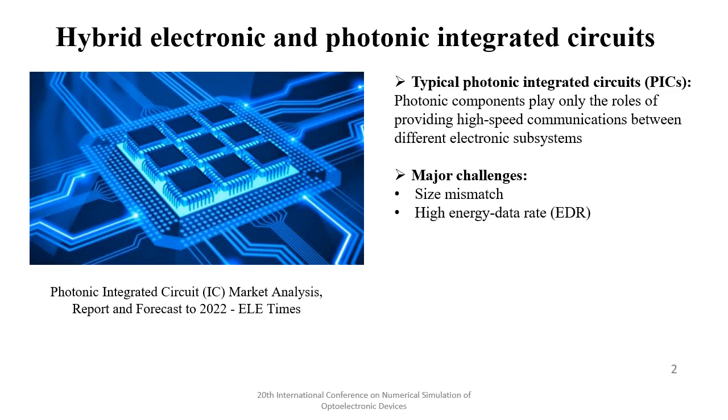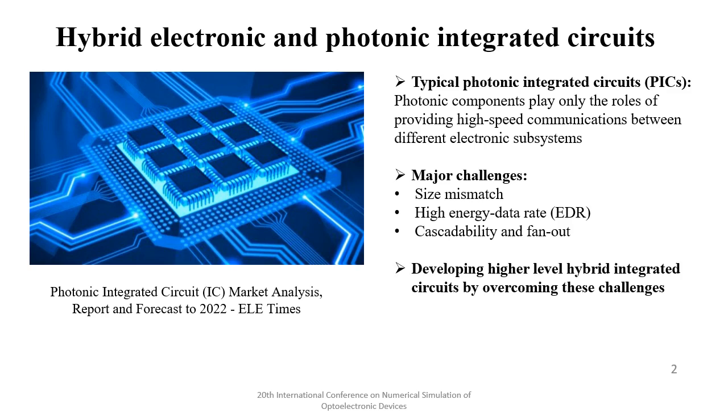High energy data rate, cascadability and fan-out issues. This happens because the electrical output of an electronic component cannot be used directly to drive the optical input of the next photonic component. So to circumvent these challenges, we can use novel device architectures or take advantage of the two worlds, like maybe replace some of the electronic switches by photonic counterparts.